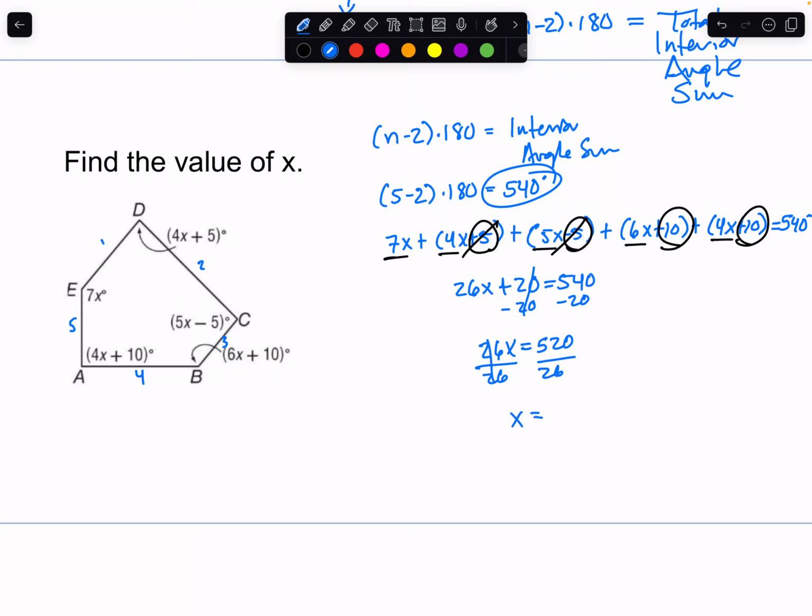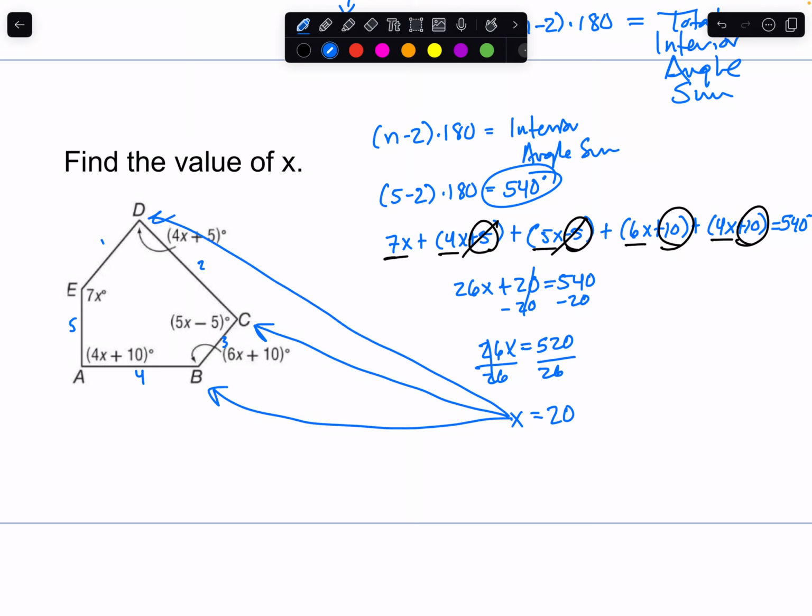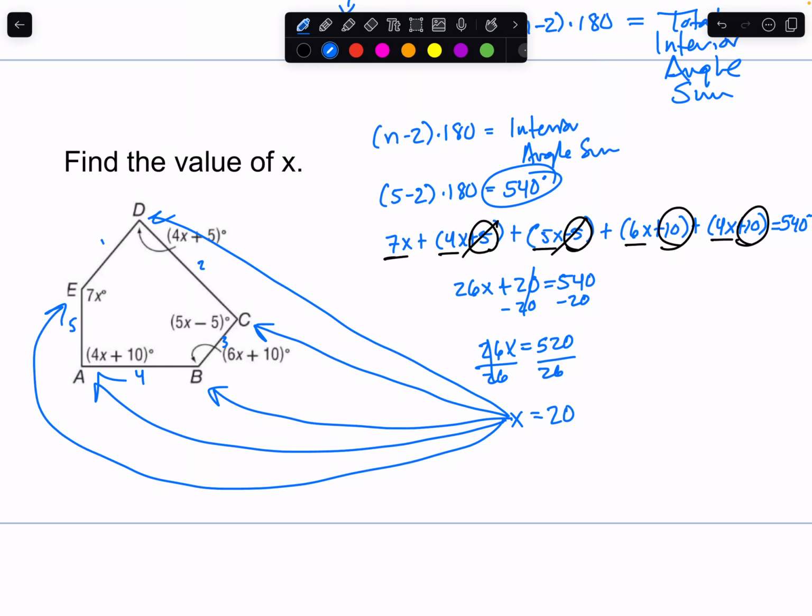X equals 20. Now, if I wanted to figure out the measure of each angle, I can plug in the 20, and for each value, I substitute it, and I can figure out the degrees for each. Plug it in for A, plug it in for E, and I can figure out all of the angles individually.